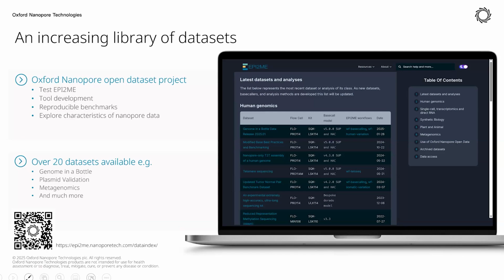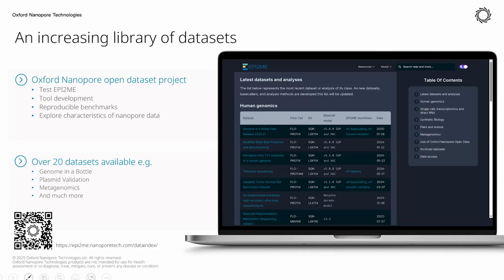So for human genetics, we have Genome in a Bottle samples, we have tumor normal pair samples, we have data from our newly released hereditary cancer panel data sets. So, these are all freely available. They're all hosted on Amazon AWS S3 buckets, free to download, free to look through.